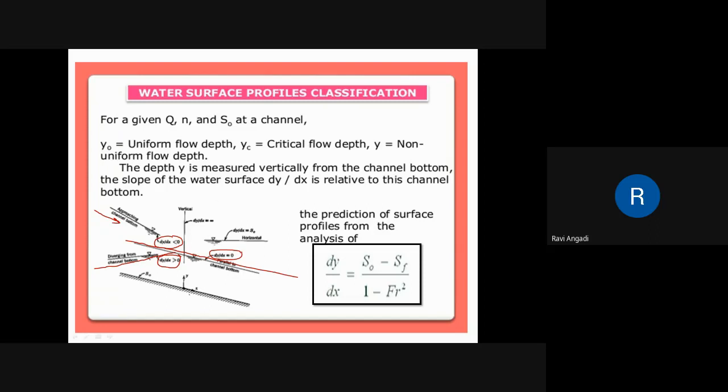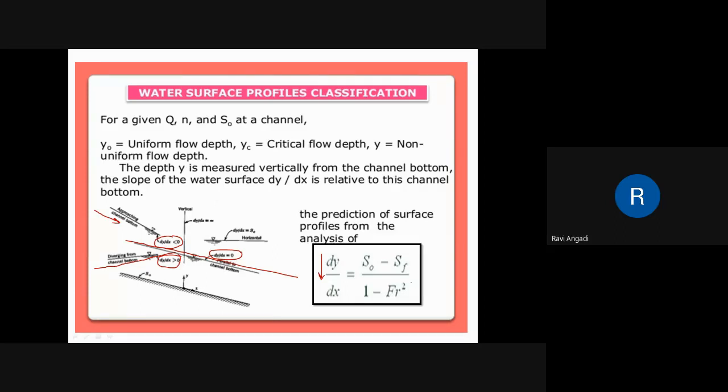From this equation we can predict whether it is a drawdown or a backwater curve. If dy by dx is equal to 0, we get the normal depth or uniform flow depth. If dy by dx is less than 0, we get a drawdown. If dy by dx is greater than 0, we get a rising, that is, a backwater curve.